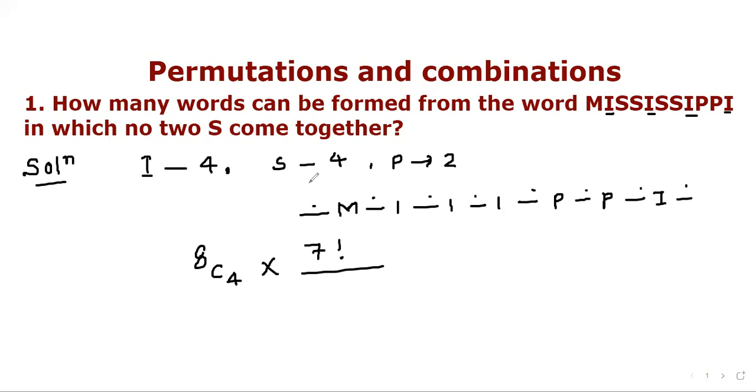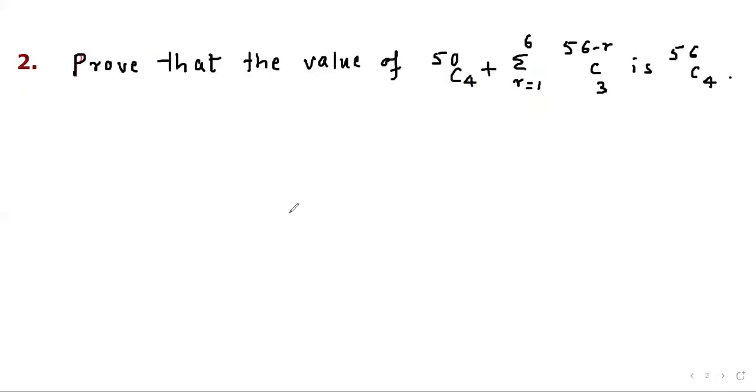Since there is a repetition of I 4 times, divided by factorial 4, and P is also repeated twice, so factorial 2. This can be simplified. Now let's see the next question.